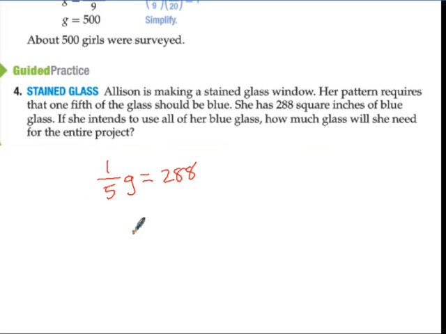Go ahead and multiply both sides by 5, and we end up with G equals 1,440 square inches of glass. All right?